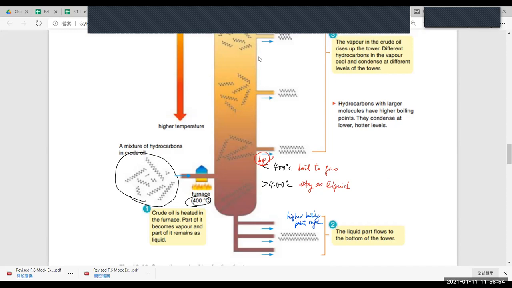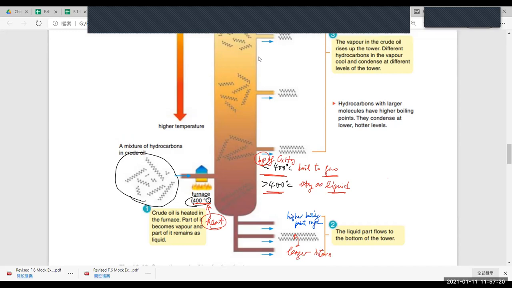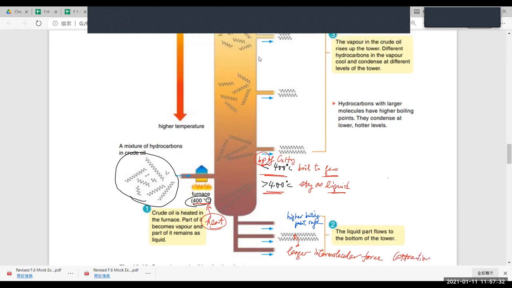Can you get my point? Boiling points of different hydrocarbons: if it's lower than 400, they will boil to gas. If it's larger than 400 degrees, they will stay liquid. Why? 400 degrees is a type of heat, right? Heat is not enough to overcome the force between the particles, okay? They have a larger force. We call that intermolecular force. A very special term. What is meant by intermolecular force? It is a type of attraction between molecules, this time between hydrocarbon molecules.